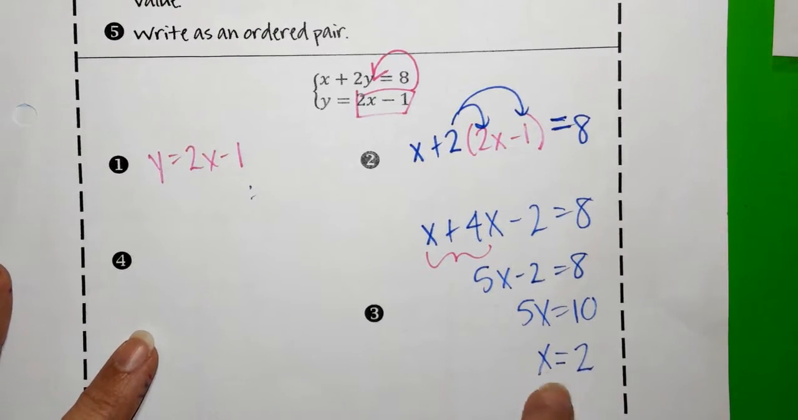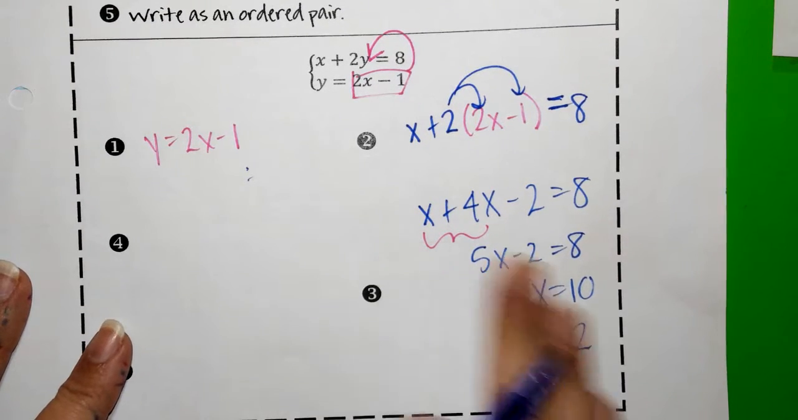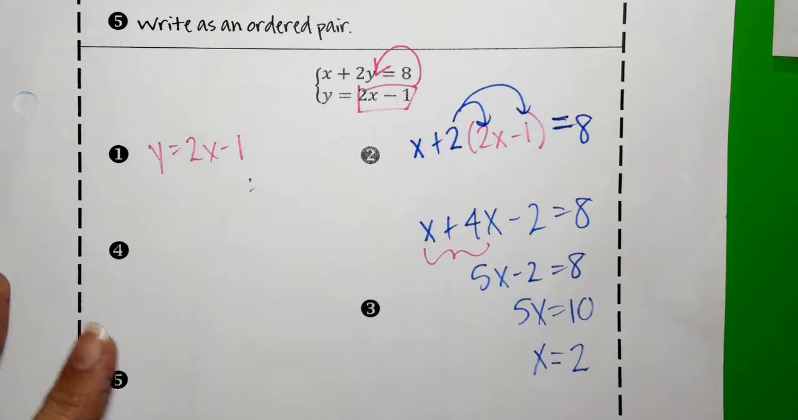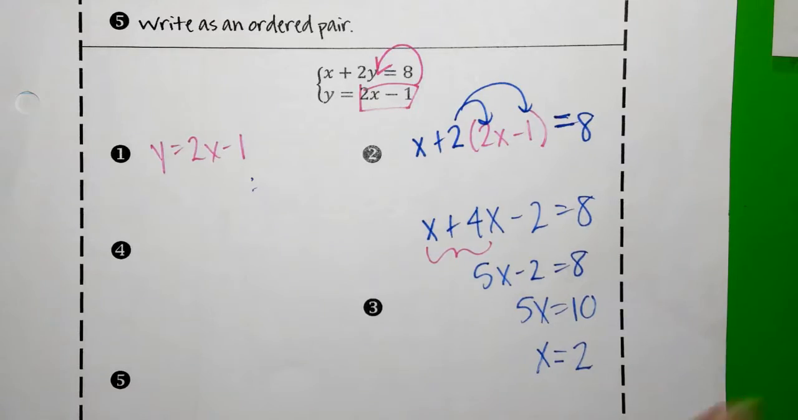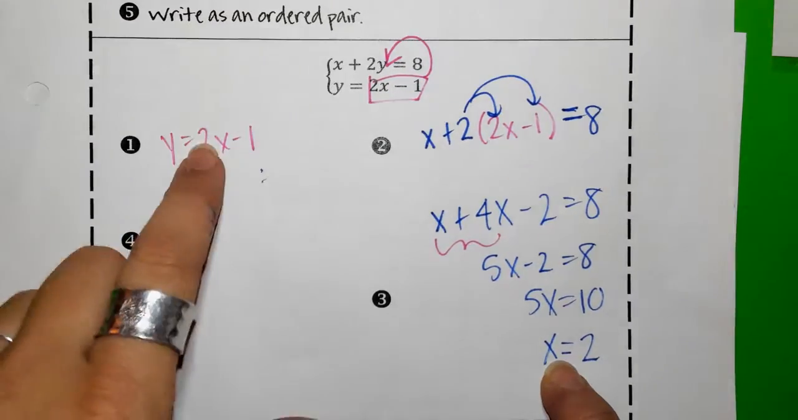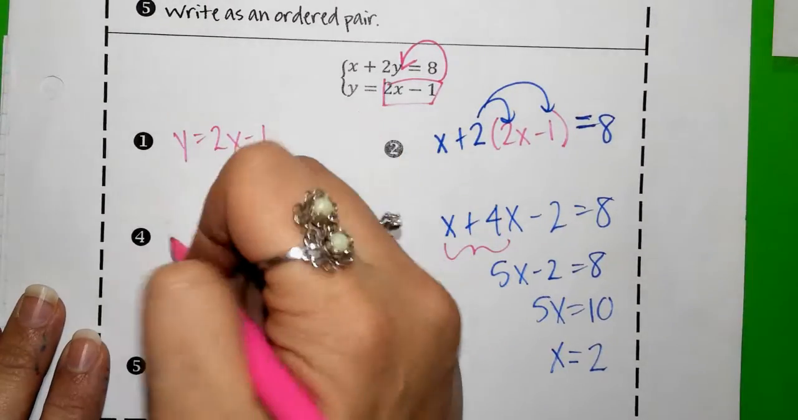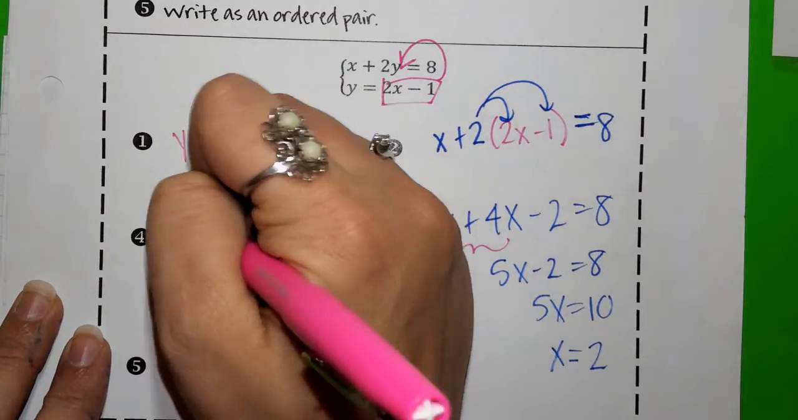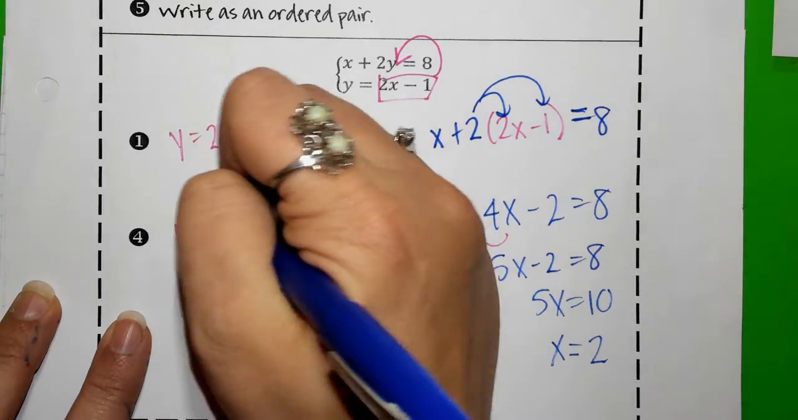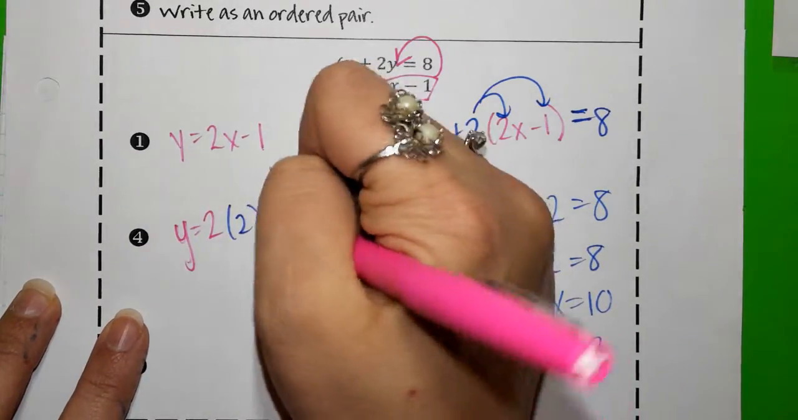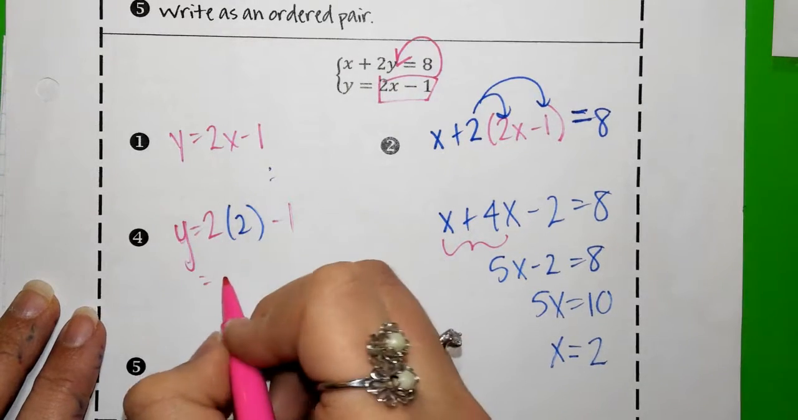Does everybody see how we got x equals 2? Are you sure? Okay, now we know what x equals, but we know that a solution to a system has to be an ordered pair. So we have to figure out what y is. How can we figure out what y is? What does step 4 say? Use the value from number 3 to find the other variable. So what we're going to do is take x right here and plug it in. So we know that y equals 2 times x minus 1. What's 2 times 2? 4. What's 4 minus 1? 3.